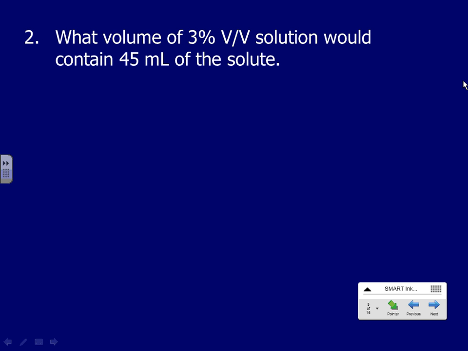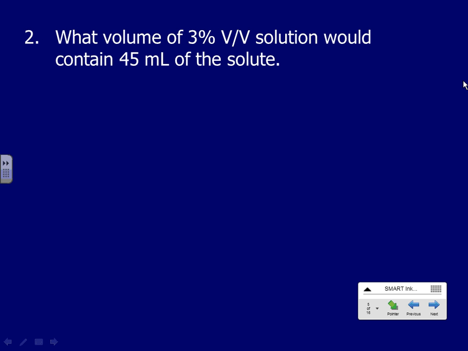What volume of a 3% V/V solution would contain 45 milliliters of the solute? Now notice in this case, we're not even telling you what the solution is, whether it's acetic acid or hydrogen peroxide or alcohol. But it doesn't matter. The way I would attack a question like this is I would turn that 3% V/V into a conversion factor, knowing that I can flip it over depending on what I want to find.